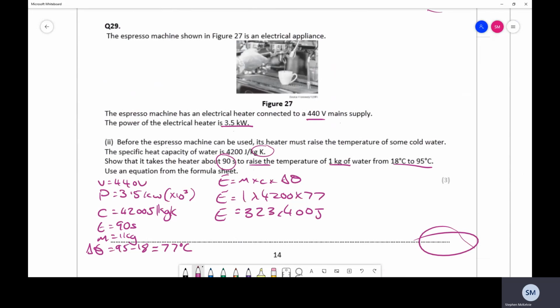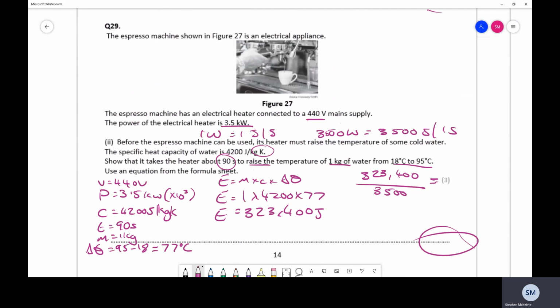Well, the power is 3.5 kilowatts, and 1 watt is equal to 1 joule per second. So 3,500 watts is equal to 3,500 joules per 1 second. So if I divide my 332,400 by 3,500, that will tell me the amount of seconds necessary. The amount of seconds needed for that amount of energy to be transferred.